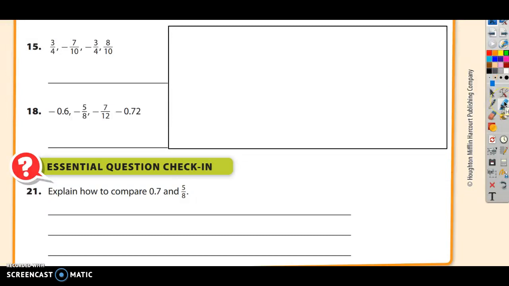21 reads, explain how to compare 0.7 and 5/8. So let's pretend this is one of those problems where you do 0.7 on the left and 5/8 on the right, and we're going to use an inequality sign.